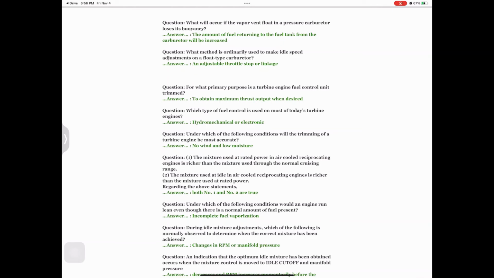Question: Under which of the following conditions would an engine run lean even though there is a normal amount of fuel present? Answer: Incomplete fuel vaporization. Question: During idle mixture adjustments, which of the following is normally observed to determine when the correct mixture has been achieved? Answer: Changes in RPM or manifold pressure.